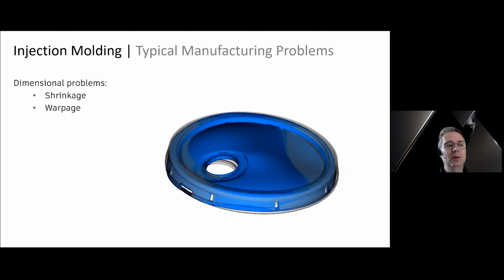And then finally, dimensional problems. I mentioned that as the molten plastic cools, it shrinks just a little bit. If we do things that are not very uniform throughout our part, we end up with non-uniform shrinkage, which creates what we call warpage, where our parts are not really the shape that we intended them to be.